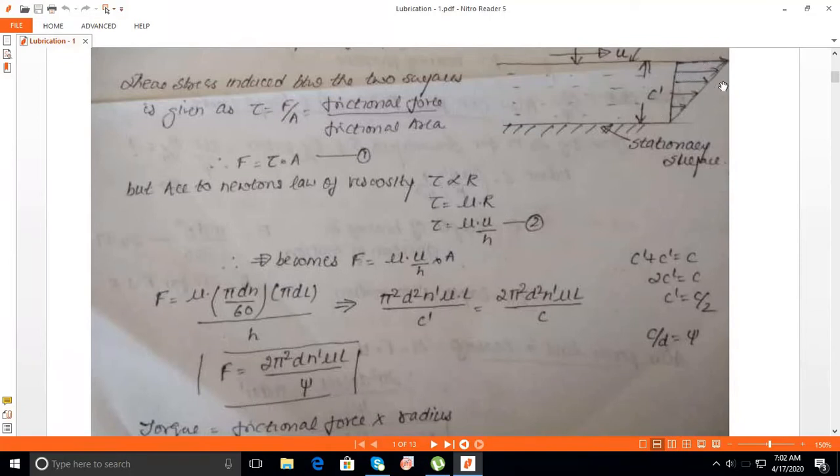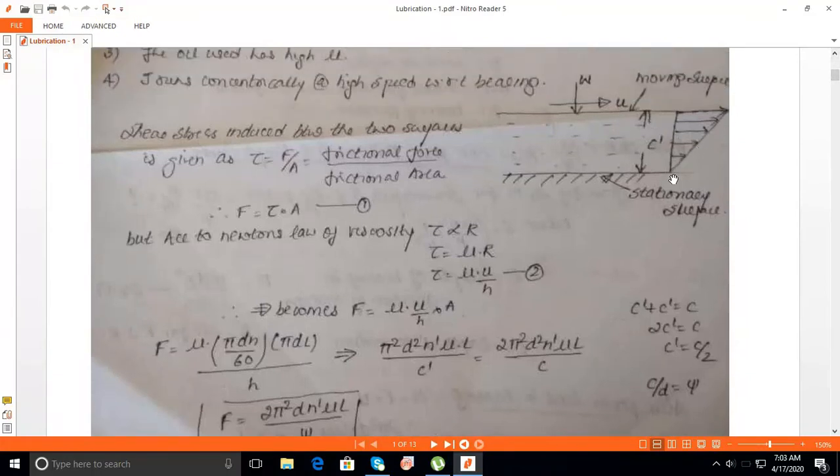So it is velocity by the clearance. This C dash can also be called H, the film thickness. So it is U by H. Once you look at this profile of shear stresses, the oil or fluid adhering to the moving plate will also move at a particular velocity, and the oil film adhering to the stationary plate will be at rest. So we can get this type of stress distribution.